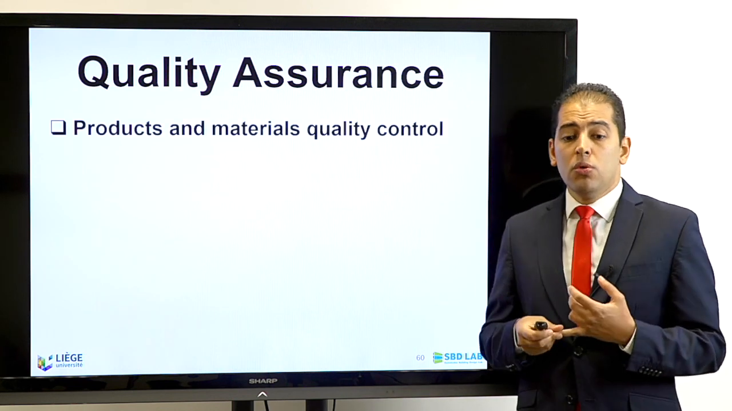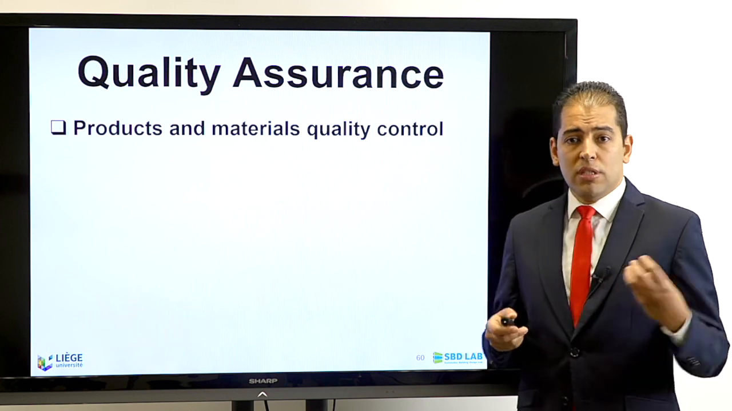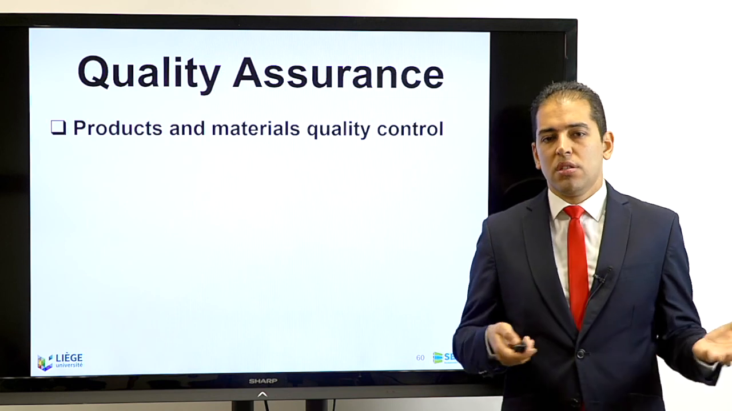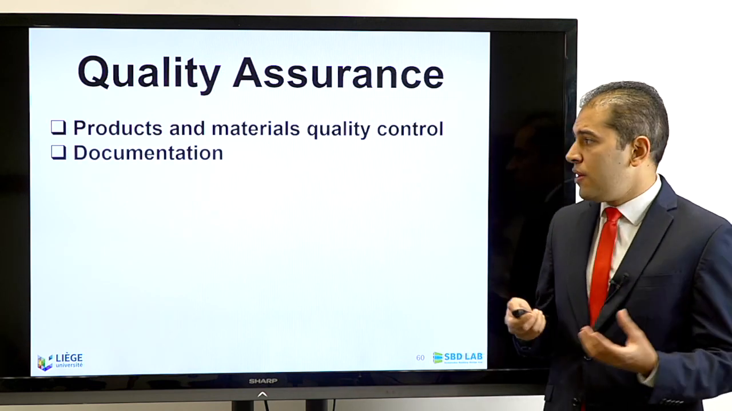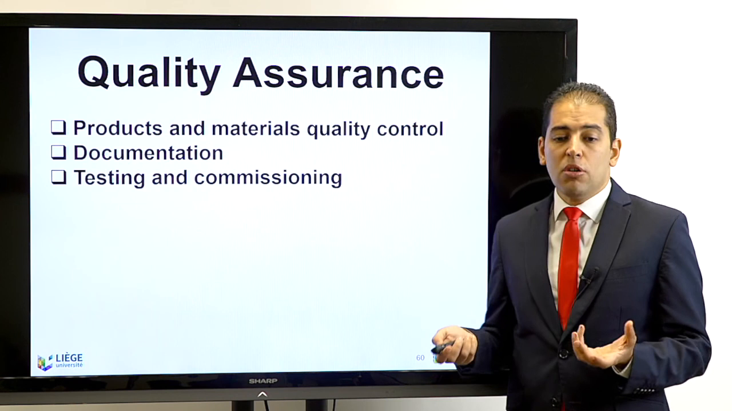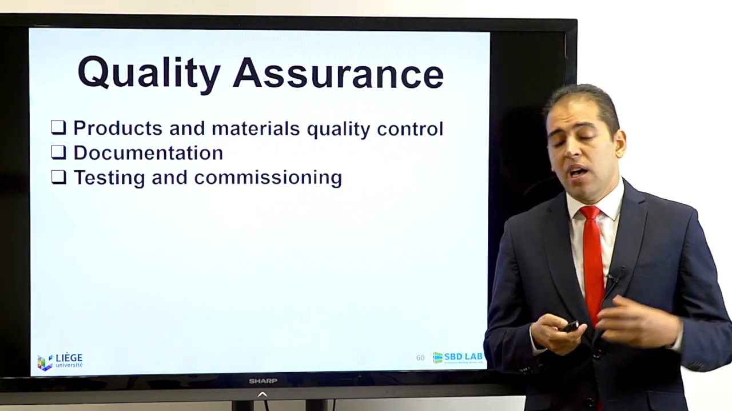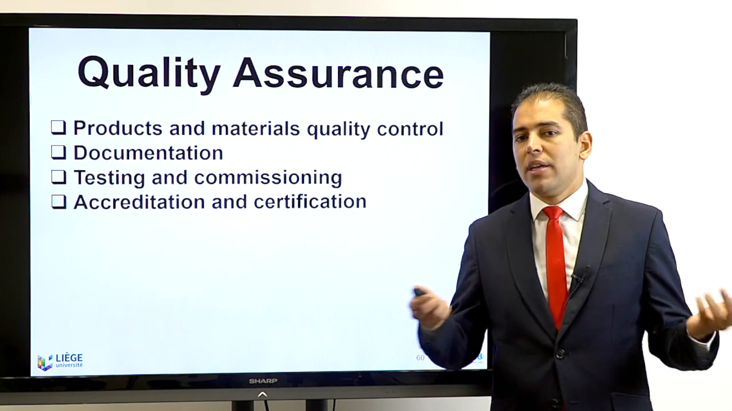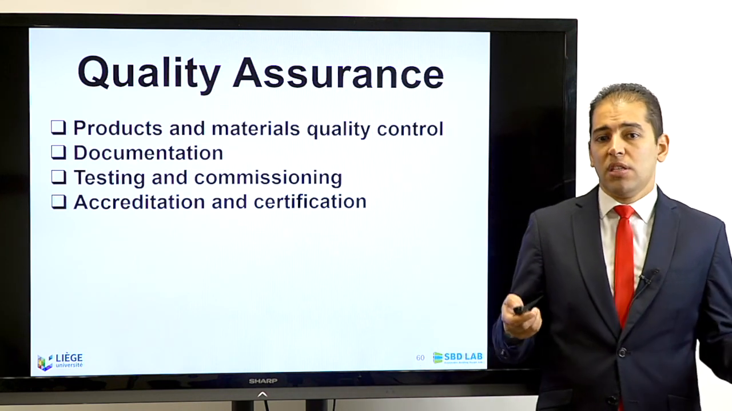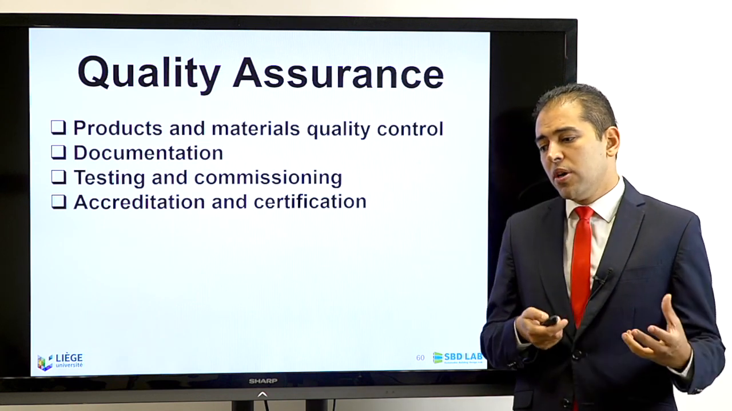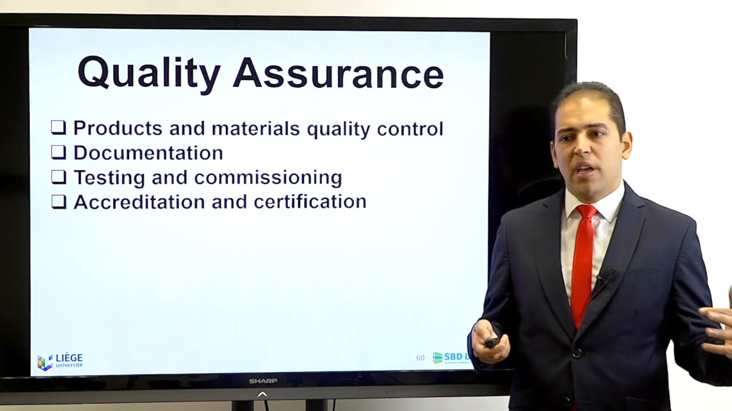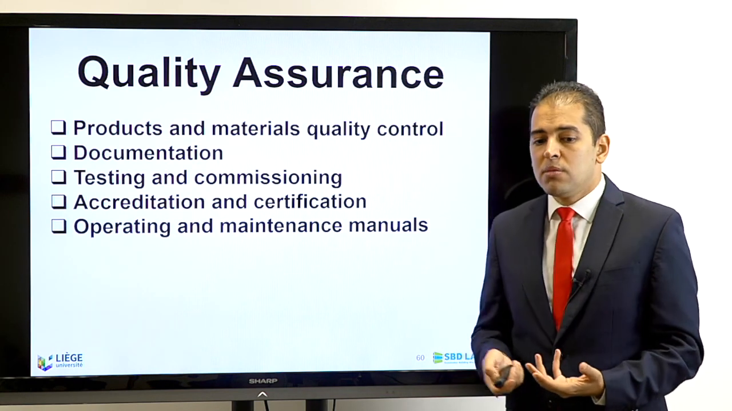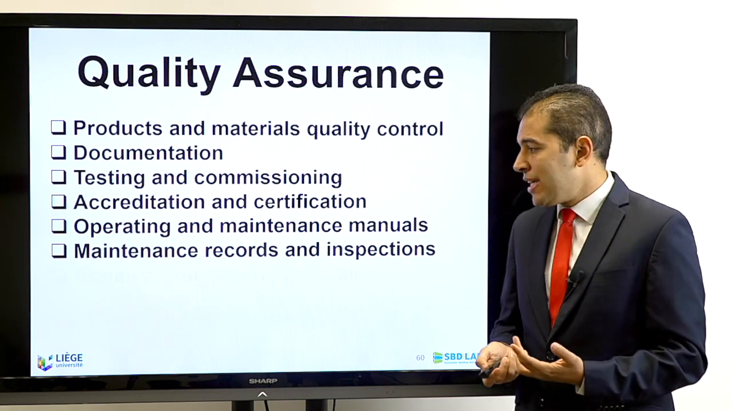Quality assurance also includes product and material quality control that you will use in your experiments. So if you are in a material lab, you must make sure that there's a certain expiry date and so on. Also in pharma, documentation, the testing and the commissioning of the lab equipment in general, accreditation and certification, if the lab can get an ISO certification or accreditation from a certain third party to make sure that you are, for example, respecting safety or having quality assurance and so on. Operating and maintenance manuals, maintenance records and inspection.